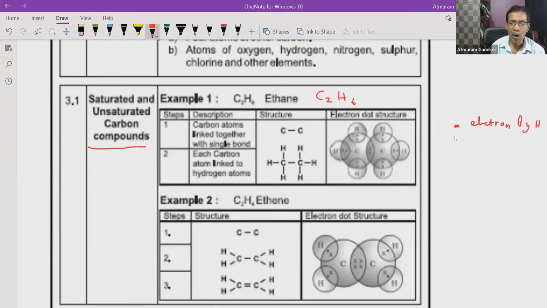And cross, this is dot, another one is cross, electron sharing by the carbon. And this is the electron dot structure. I hope you will be able to draw the electron dot structure. Please practice drawing this electron dot structure sometime, because while looking at it, you feel like you can.